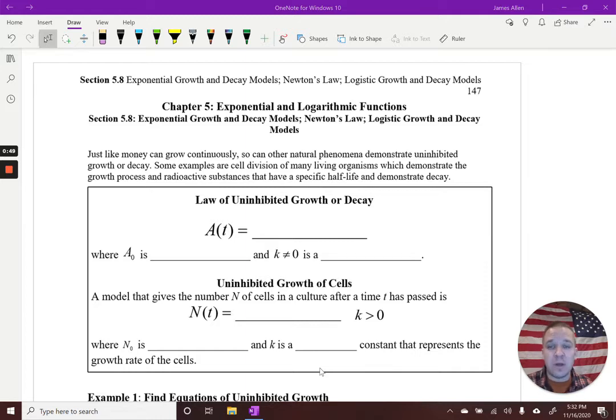So for the first one, law of uninhibited growth or decay, it's going to look very much like our APERT formula for compounding continuously interest. All right. So A of t, the amount after a certain amount of time, is equal to A sub naught, which is our initial value or our initial population, times e to the kt. We use k for the rate when we're dealing with these particular models.